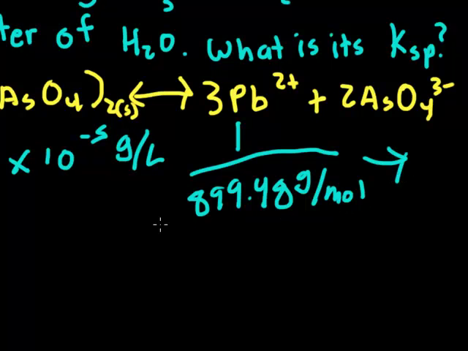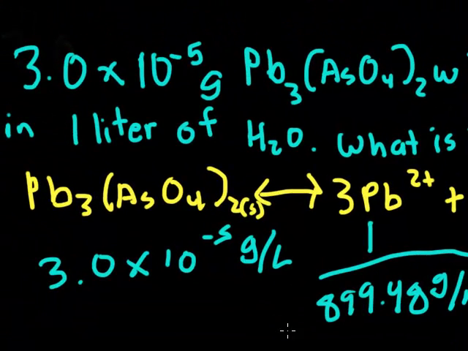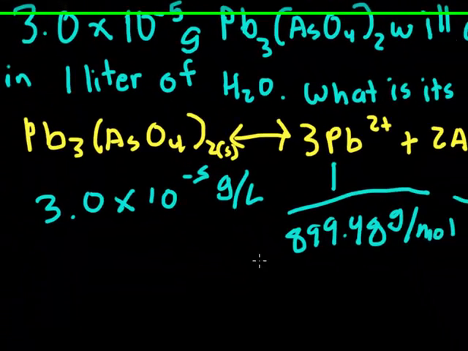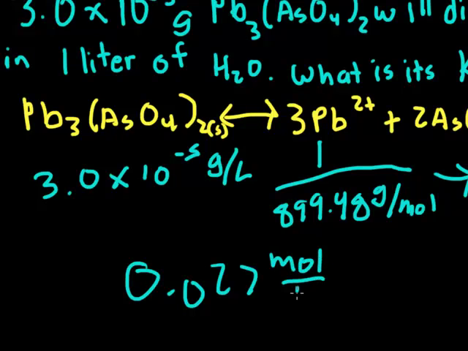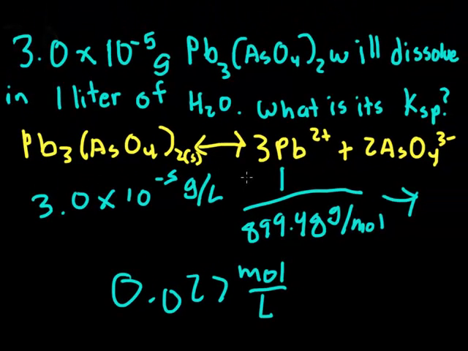By dividing the grams per liter by the molar mass of the molecule, you will get that the molarity is 0.027 moles per liter. Once you have the molarity of this, you could use an equation to calculate the concentration of the products of this equation.